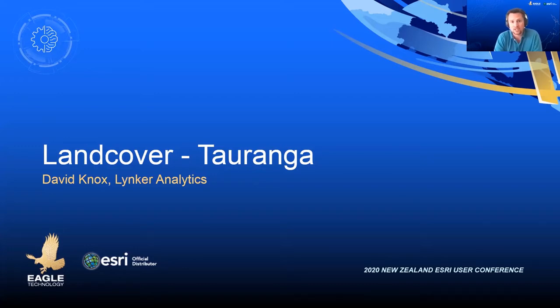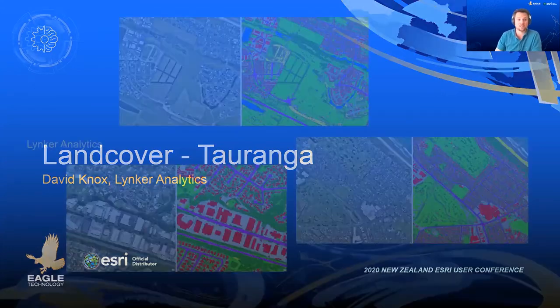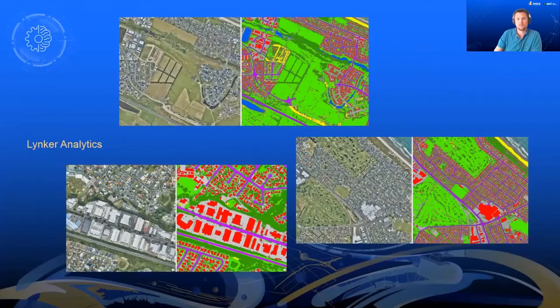Now, after these US examples, I would like to talk about an example here in New Zealand. David Knox from Linker Analytics has used machine learning to create a land cover layer for the entire Tauranga City Council area. Tauranga City Council needed an up-to-date land cover data set for the analysis of hydrological imperviousness and hydraulic roughness for overland flow for the city's stormwater models.